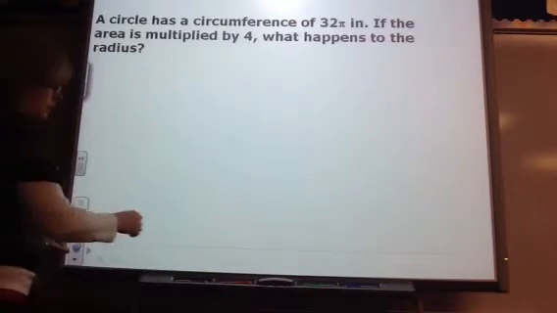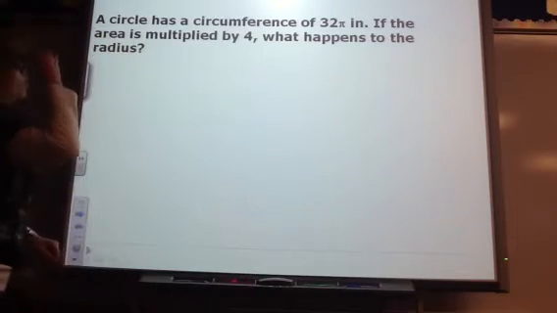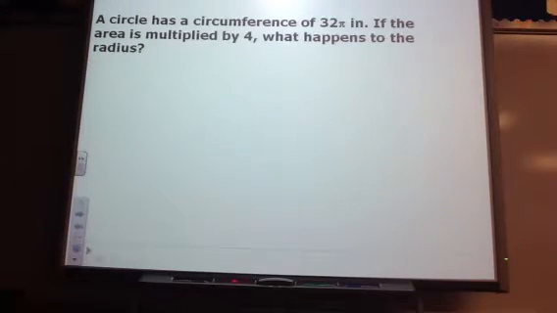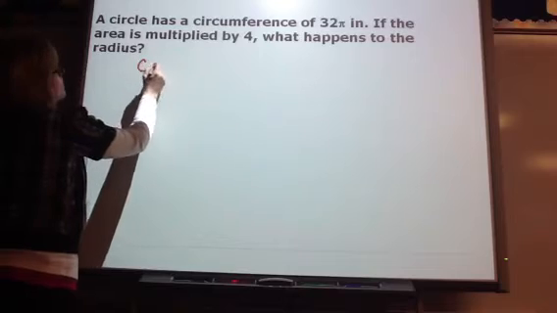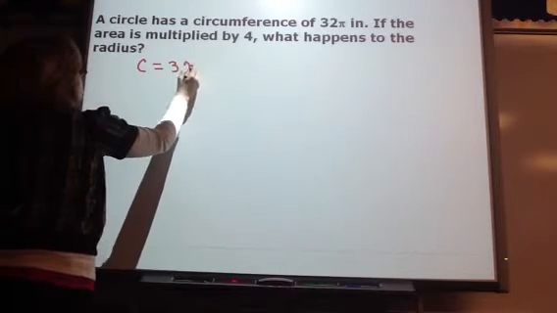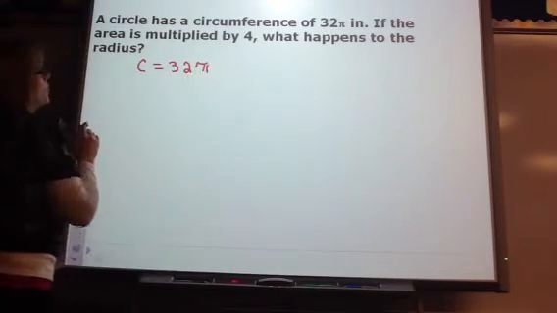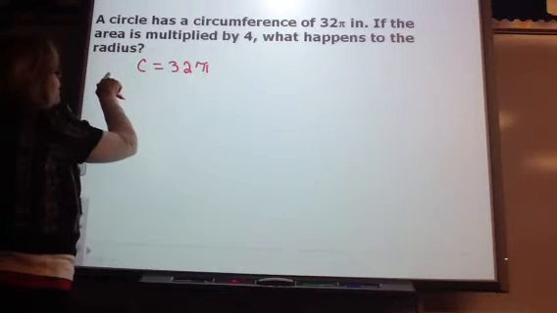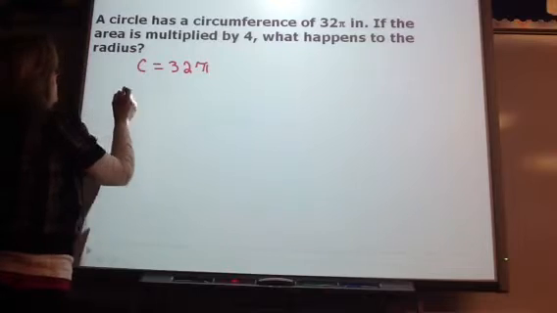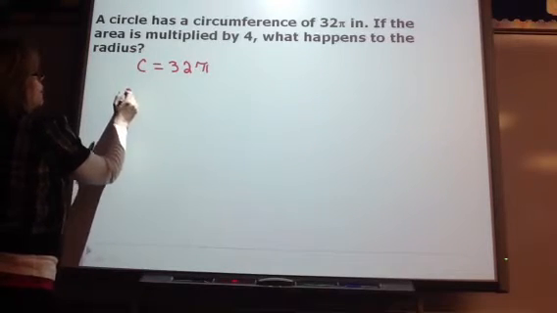So let's apply this. Okay, we have a circle with a circumference of 32 pi inches. If the area is multiplied by 4, what happens to the radius? Okay, well, what's given here is your circumference. So we need to find out what the radius is so we can find the area and then multiply it by 4. So let's find out what the radius is.